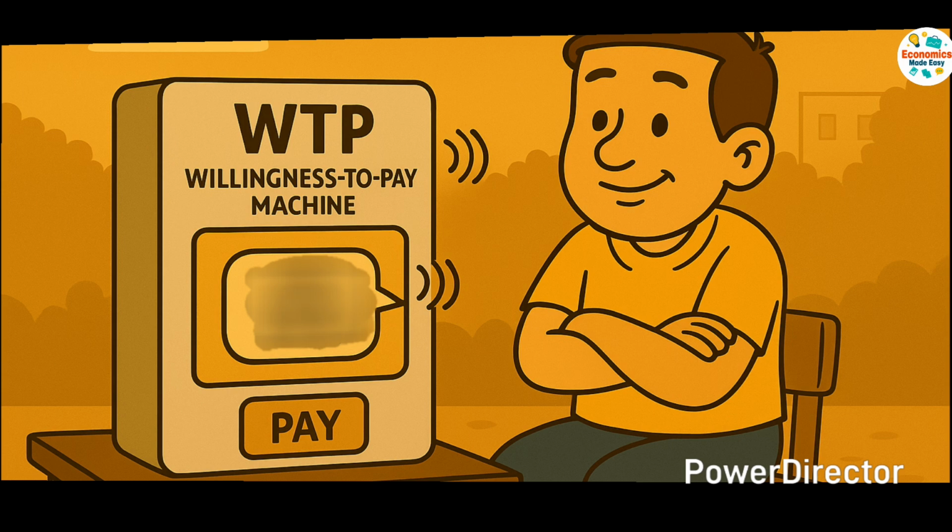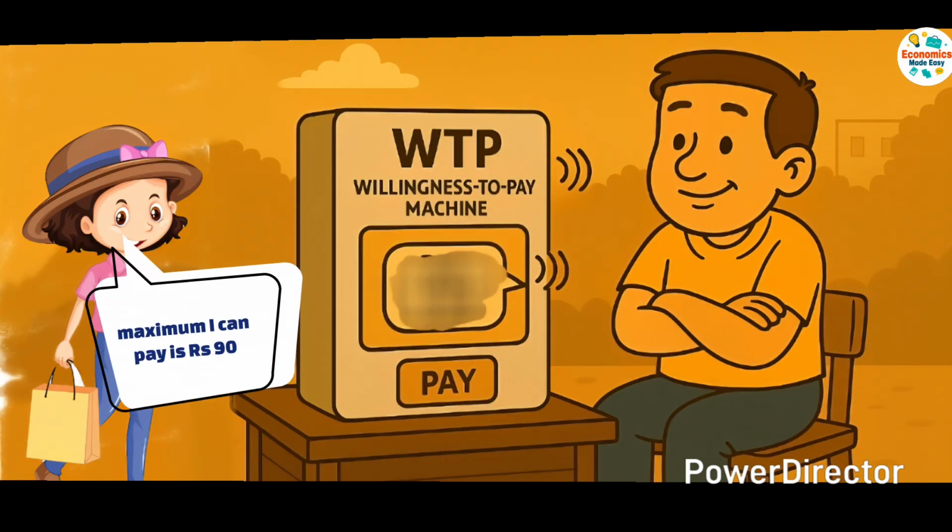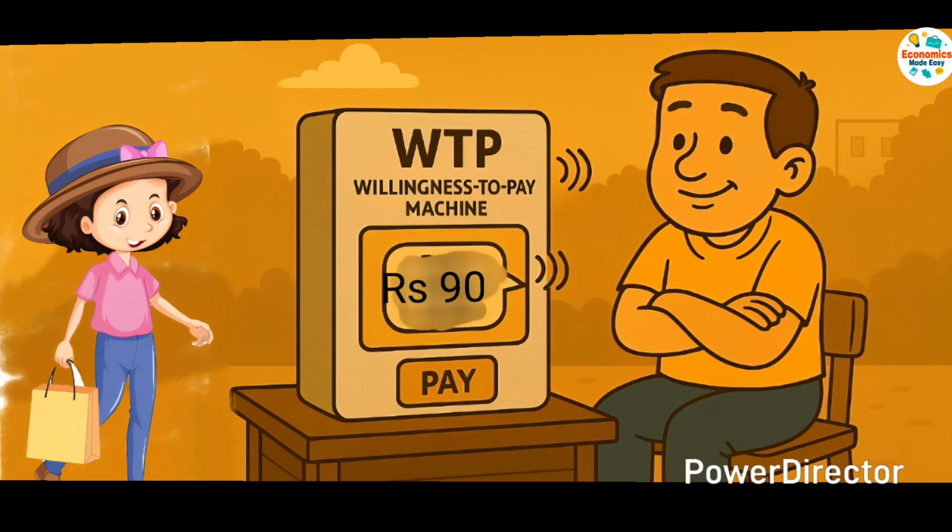Mr. Totalful sits with a smart machine labeled WTP detector, actually willingness to pay detector. Each customer walks in and the machine whispers their maximum price. Mr. Totalful becomes a mind reader. If one customer is ready to pay rupees 120 and another only rupees 90, he charges them exactly that. No discount, no fairness, just maximum profit. This is first degree price discrimination. Persons pay what they are willing to pay.